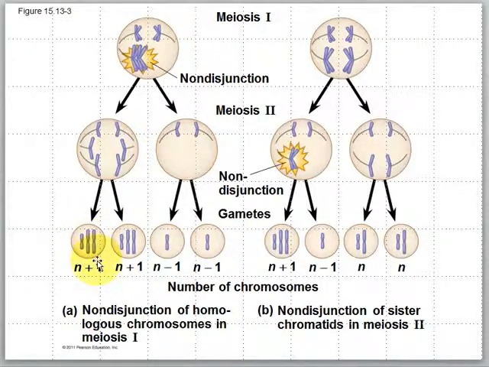This one ends up with multiple copies of this chromosome, and then these two end up with no copies of that chromosome. So that's non-disjunction of the homologous chromosomes in meiosis 1. How about the other side? Let's say meiosis 1 works out fine, they separate the way they should, but then in meiosis 2, where the sister chromatids are supposed to pull apart and separate, that doesn't happen right here.